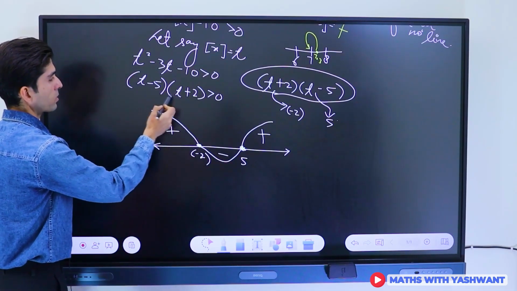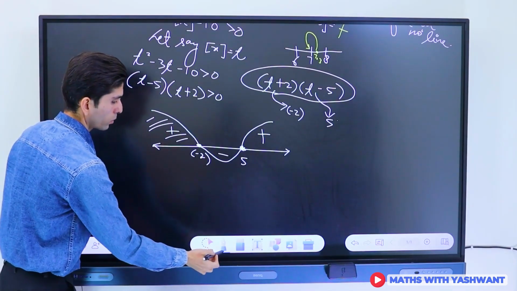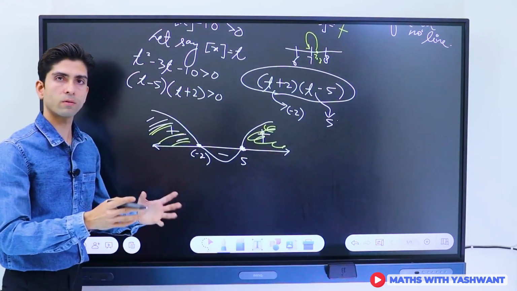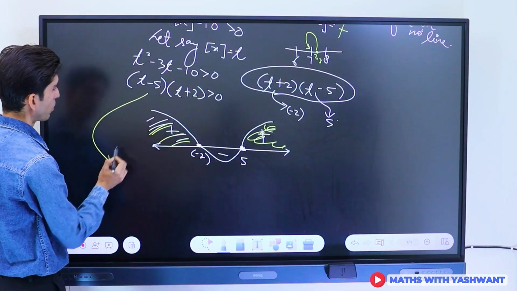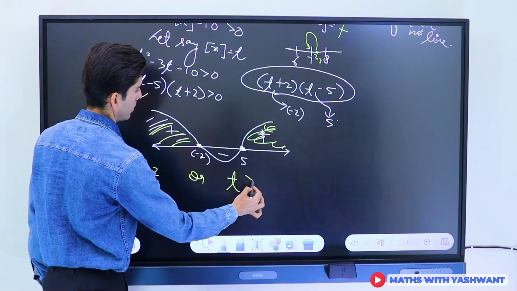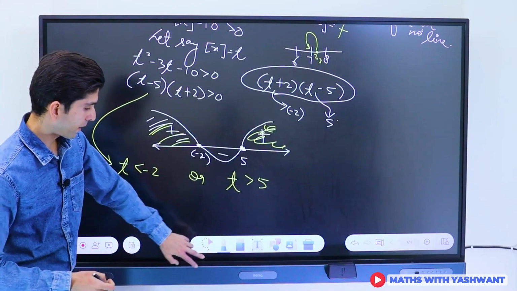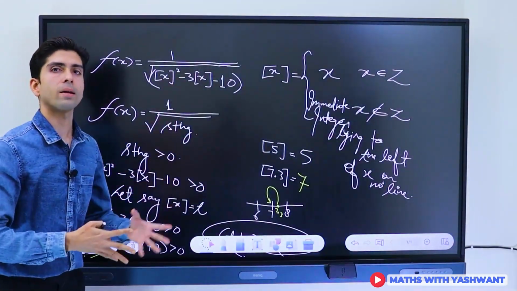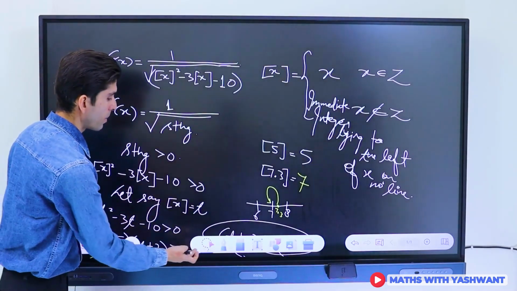We want (t minus 5) into (t plus 2) positive. So for positive, we have this region, and this region is also positive. Both of these regions are positive. So we'll write: this is positive for t less than minus 2 or for t greater than 5. But our actual expression has the variable x. We have done a substitution here just for solving the inequality. So again we'll back substitute.